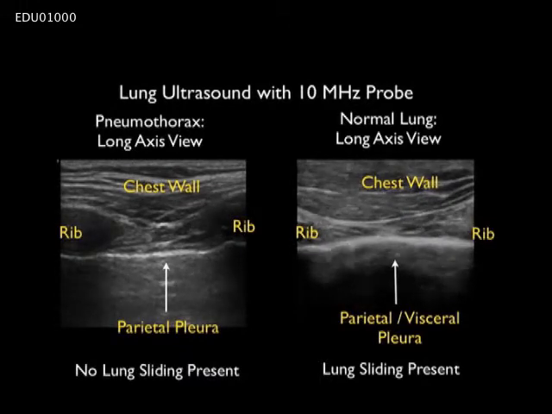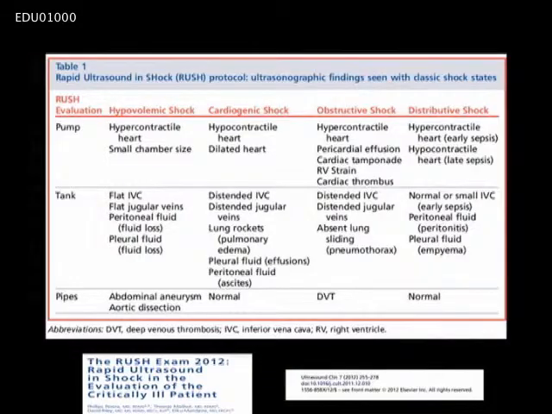To the left, we see a positive pneumothorax, and notice here we see the stationary parietal pleura, which shows no sliding back and forth. We also see the absence of the vertical comet tail artifacts. In the hypotensive patient, these findings may necessitate emergent decompression with a needle or chest tube. So in conclusion, thank you for joining me for Part 2, Assessment of the Tank of the RUSH Protocol.